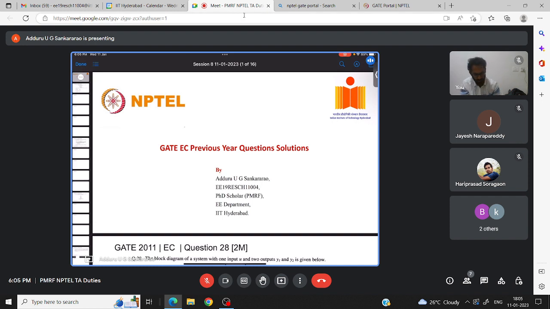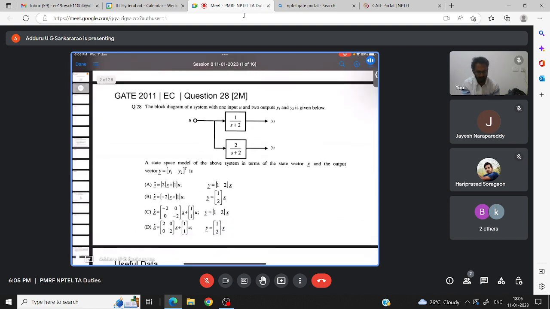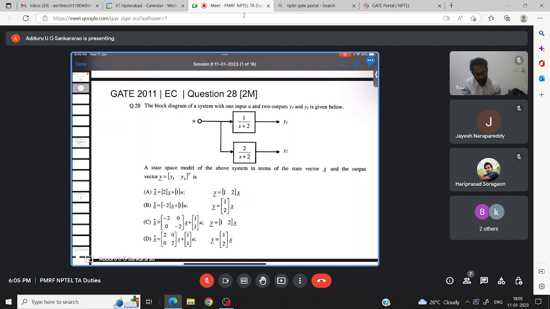Good evening, everyone. Now we will see some questions from state space analysis. So this is the question. This question was given in GATE 2011 ECE for 2 marks. The question reads as follows. The block diagram of a system with one input U, and two outputs Y1 and Y2 is given below. So this is the input and these are the outputs. This is the block diagram. Then a state space model of the above system in terms of state vector and the output vector is.